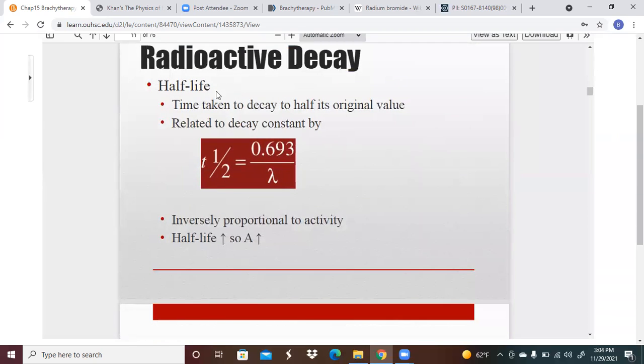The half-life is the time taken to decay to half its original value. It's related to the decay constant in this fashion. This was actually the natural log of 2 here. So the half-life is going to be the natural log of 2 divided by lambda. It is inversely proportional to the activity. So as the half-life increases, the activity increases.